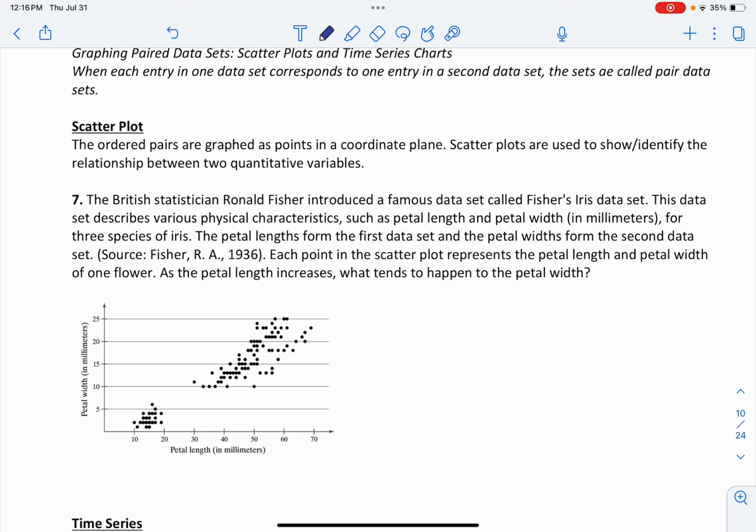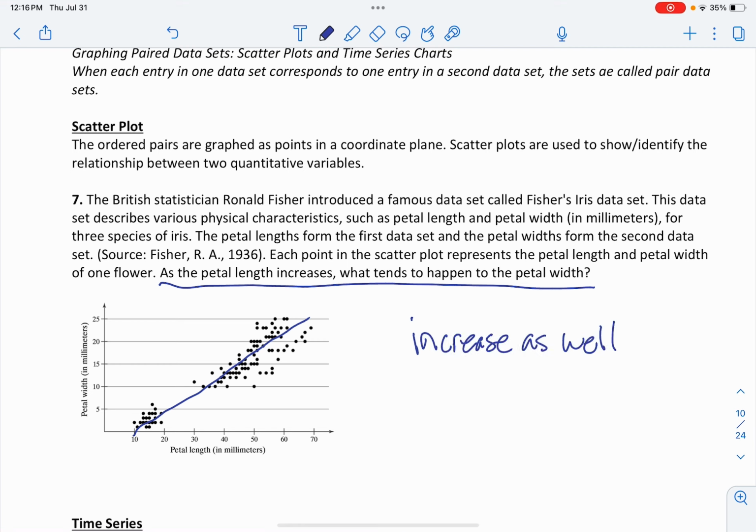So we have length along the x-axis and width along the y. So important to note, each dot is a flower, right? And then it's giving two pieces of information for each flower subject. And we can notice some trends, right? So the question is, as the petal length increases, what tends to happen with the petal width? Well, I can kind of see an upward trend in these dots, right? So it seems like, in general, as the length increases, so does the width. Okay, so increase as well.